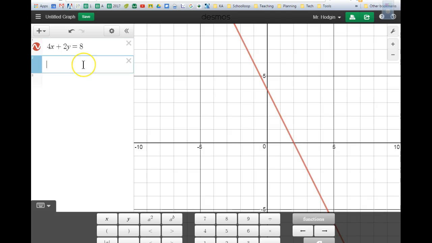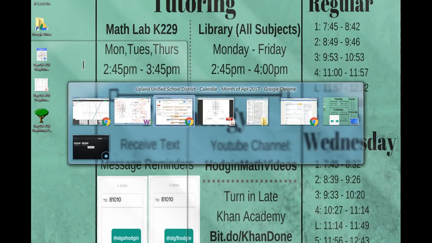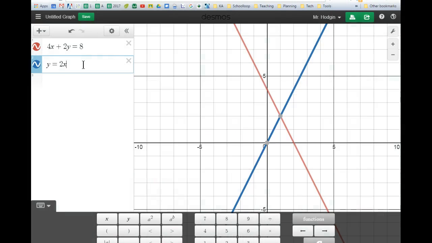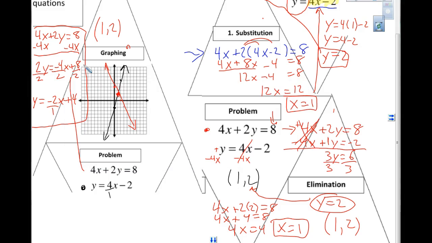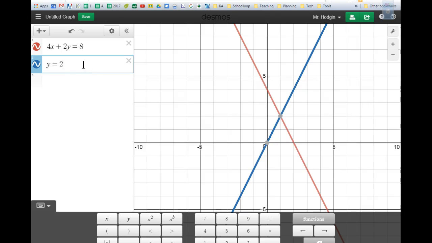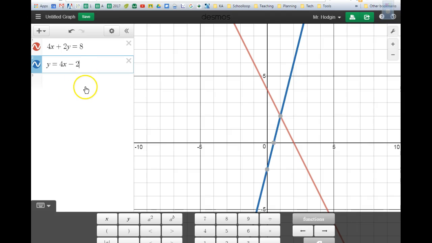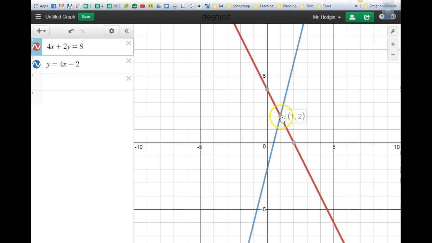So that's one of them. And then the other one was y equals, what was it, 2x. Y equals 4x minus 2. We can see the answer is 1, 2 where they intersect, right? So the answer, the big idea here, the answer is where they intersect.